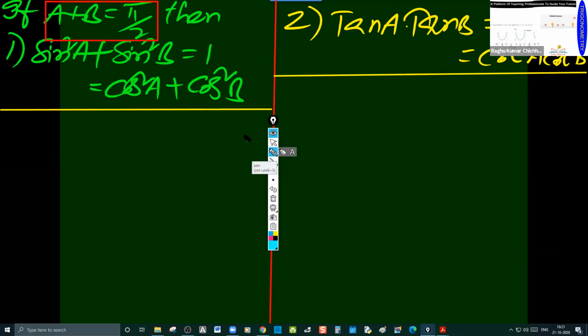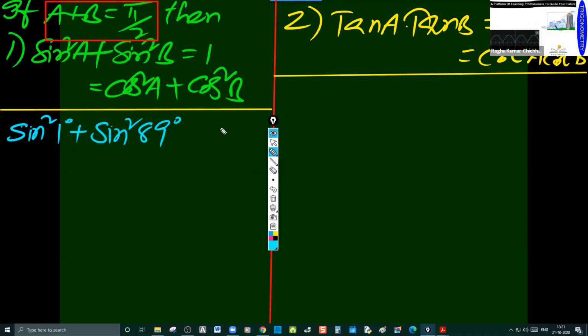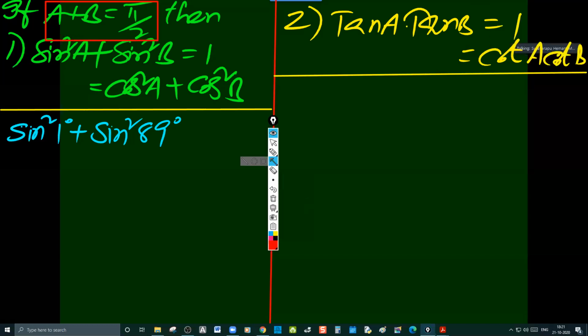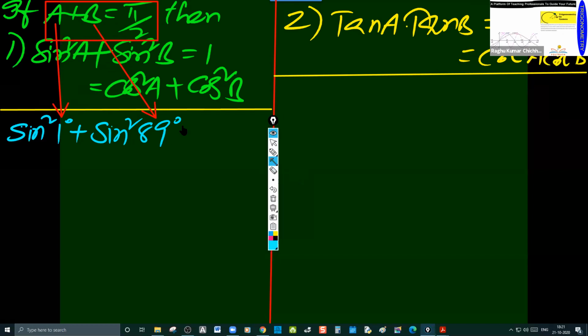That means I'll be mentioning your name. Maurya, I'm asking you a question here. This is sine square 1 degree plus sine square 89 degrees. Come on, tell me what is its value? If you want, I'll give you a hint also. Yes, sir. That's 1, that is equal to 1.